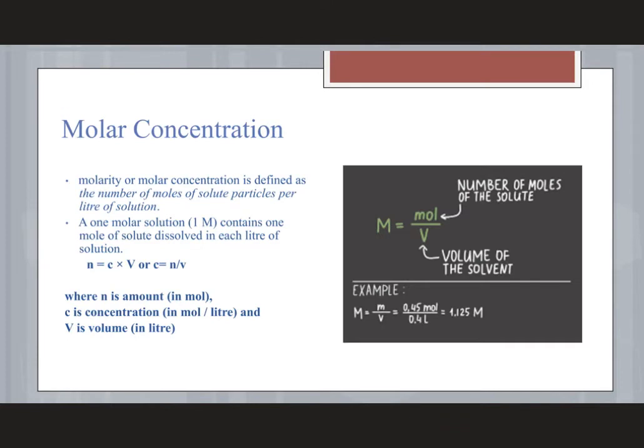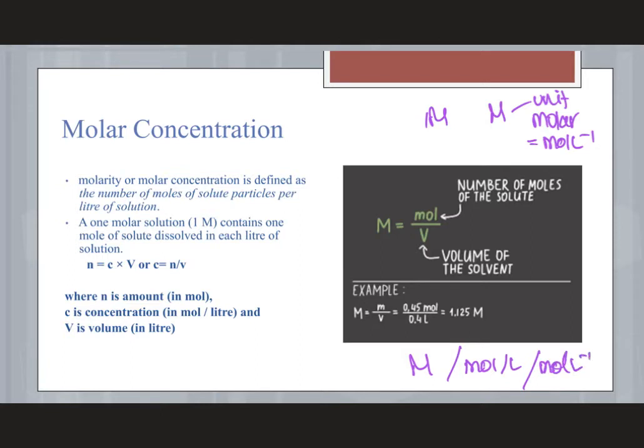So as I said, molar concentration is defined as the number of moles of solute particles per litre of solution, and this time we're counting the solute particles in terms of mole. So a 1 molar, or 1 capital M, because capital M is the unit molar, is equal to moles per litre. We can either write the units as capital M, or mole/litre, or mol L^-1. All of these mean molar concentration.